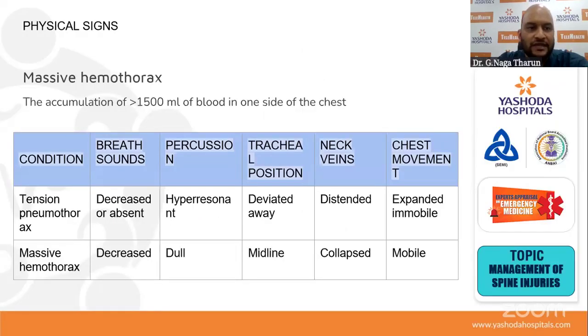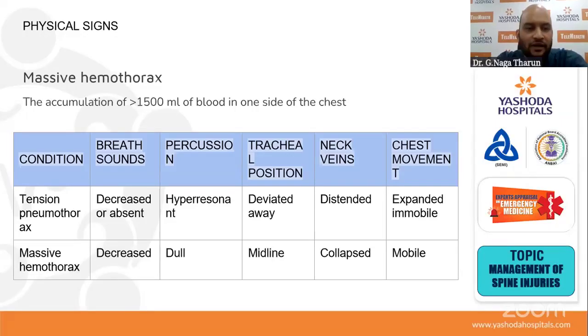Coming to the physical signs in massive hemothorax. Massive hemothorax is defined by accumulation of more than 1500 ml of blood in one side of the chest. Comparing the physical signs in tension pneumothorax and massive hemothorax: in tension pneumothorax, breath sounds are decreased or absent, and in massive hemothorax, breath sounds are decreased. On percussion, tension pneumothorax is hyperresonant, and in massive hemothorax, a dull note is seen.